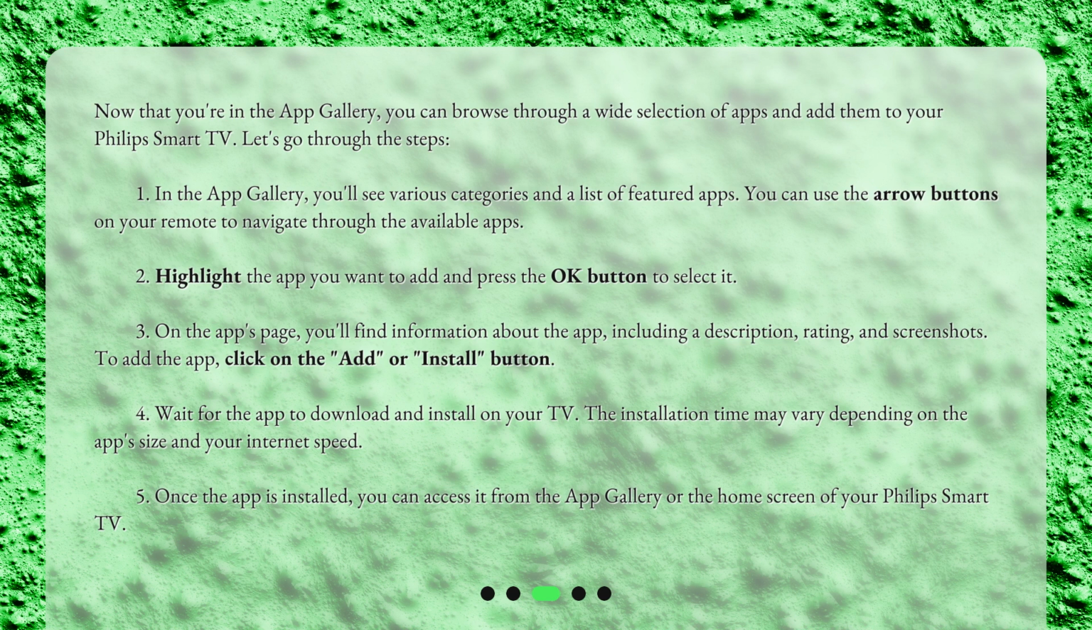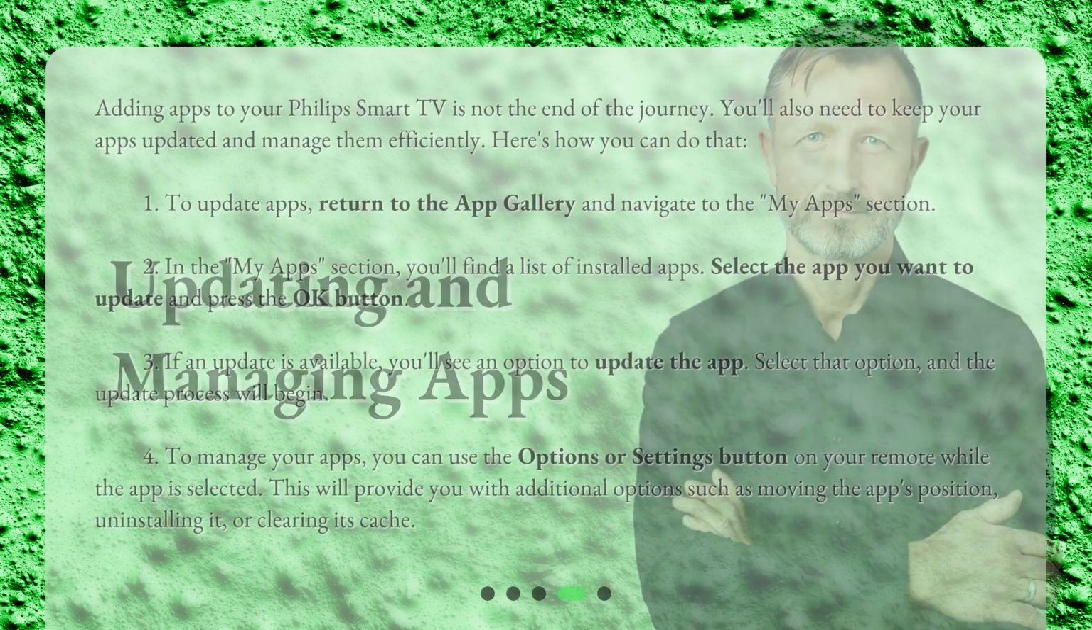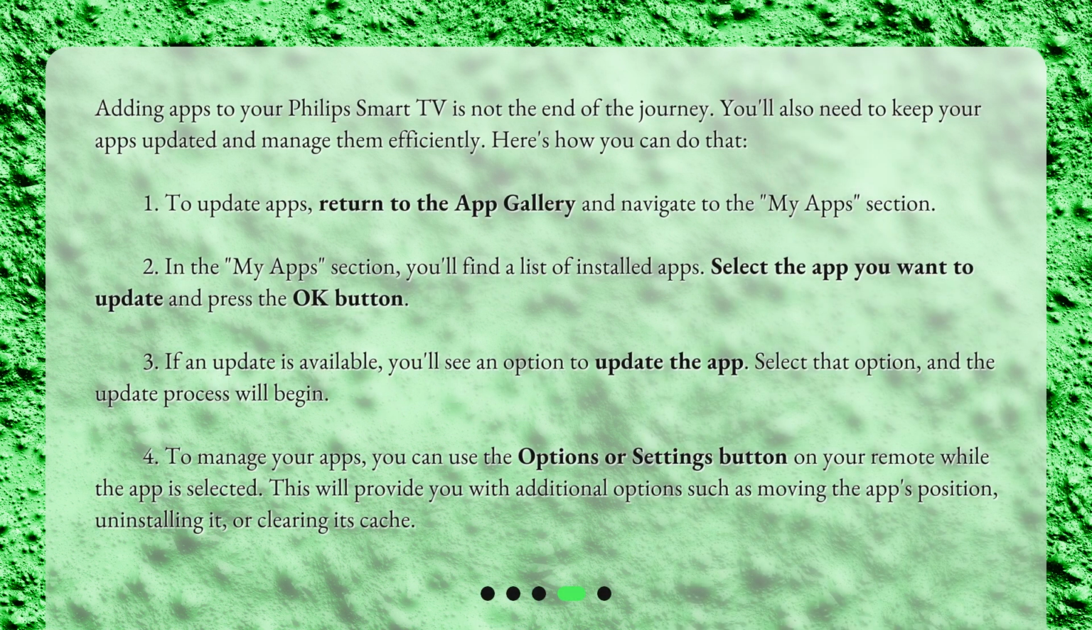5. Once the app is installed, you can access it from the app gallery or the home screen of your Philips Smart TV. Updating and managing apps. Adding apps to your Philips Smart TV is not the end of the journey. You'll also need to keep your apps updated and manage them efficiently. Here's how you can do that.